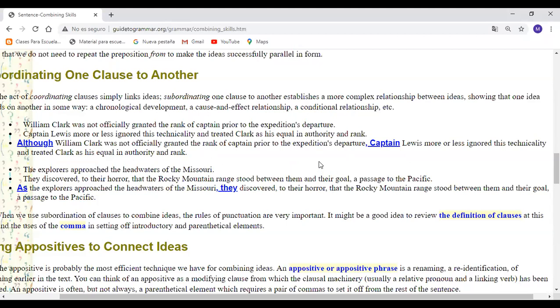In your notebook, you have to copy. The title is sentence combining. You have to put in your notebook sentence combining, and you have to put rule number 1. Sentence combining, rule number 1, introductory clause or phrase. And then you have to copy these examples.